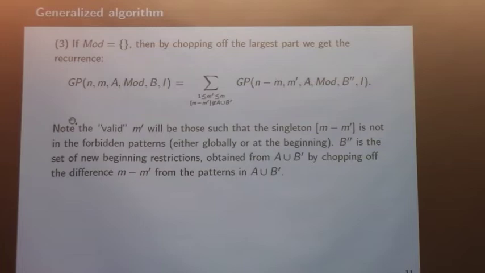But as an example, if little ab is in the set of forbidden patterns either globally or at the beginning, and after we chop off the part, let's say n minus n prime is equal to a, then we result in a partition that also needs to avoid b at the very beginning, right? So that's why we add b to B double prime. Okay, good.